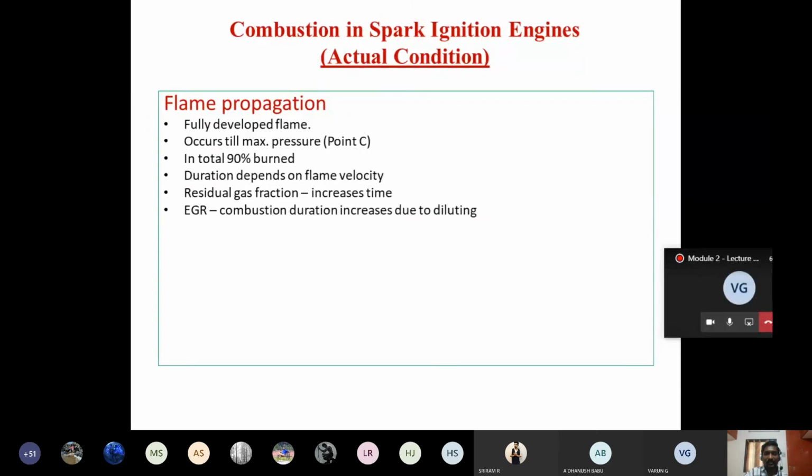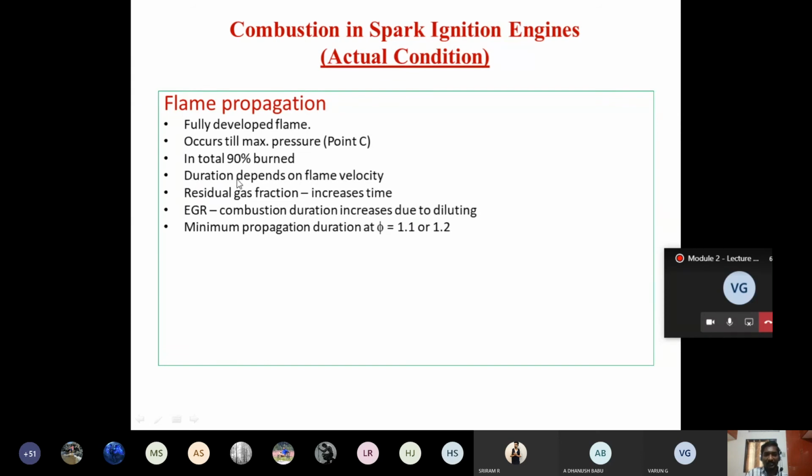During this second stage of combustion, almost 90% of the fuel will be burned in total. About 5 to 10% of the fuel is burned during the first stage, and the remaining 80% is burned during the flame propagation stage. That means total 90% burn. The remaining 5 to 10% will be there for the after burning stage. The duration depends upon the flame velocity.